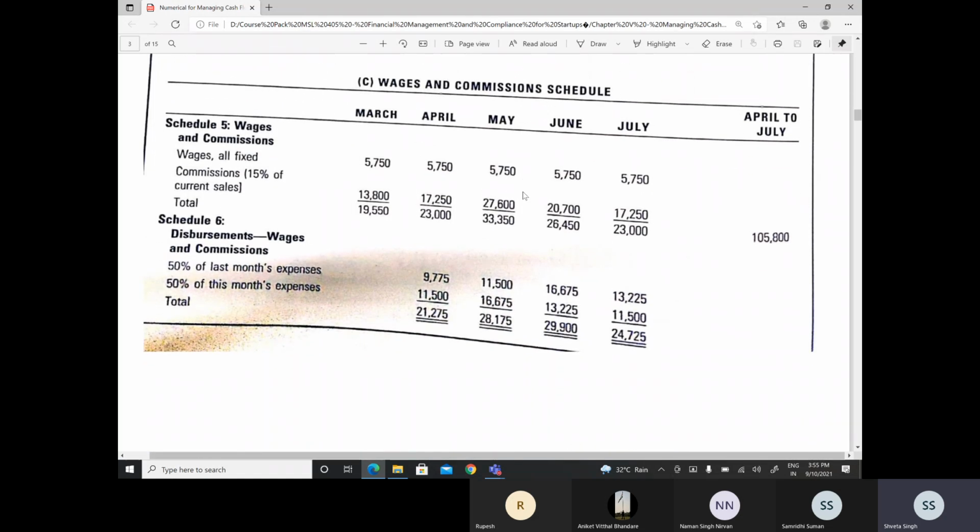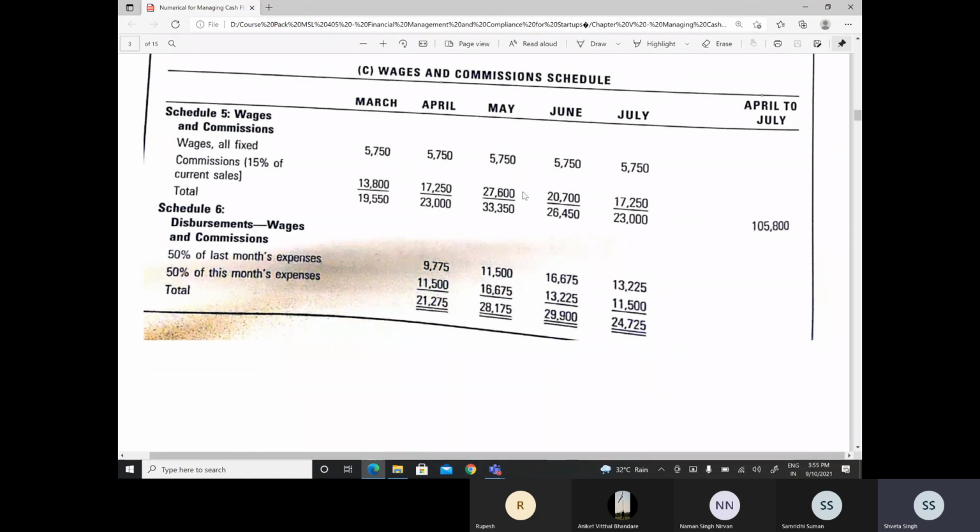Similarly, we create the wages and commission schedule for each of the months. We have all the fixed wages which are constant through the months, and then we have commissions which are 15% of the current sales. So the sales are already given, so just calculate 15% of that and you get the sales commissions, and we add this and we come to the total wage bill for each of the months.